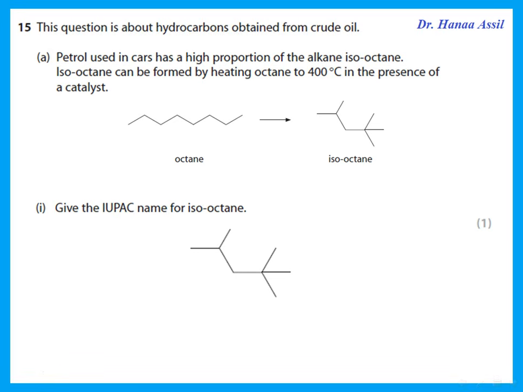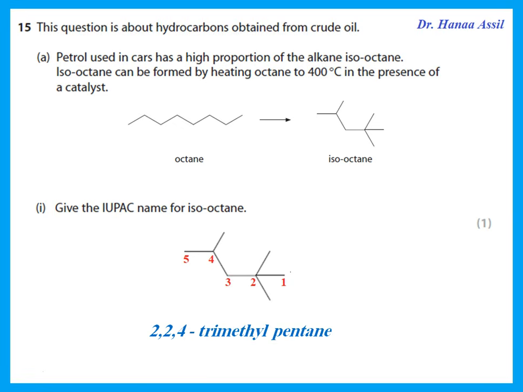How would I name this compound? Well, let's see the longest chain, and then the other methyl groups are substituents. So we have substituents on which ones? Remember that we count from the side that gives the lower number. So this is how we count, and that gives us 2,2,4-trimethylpentane.